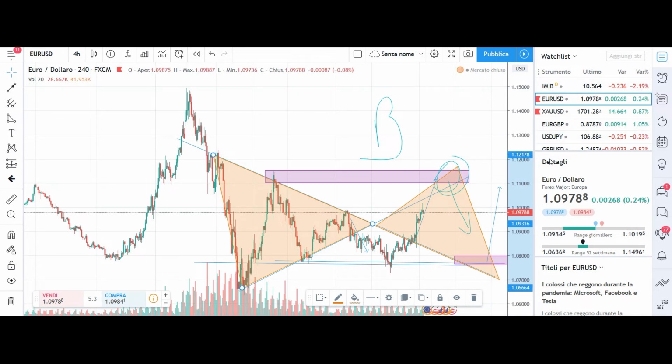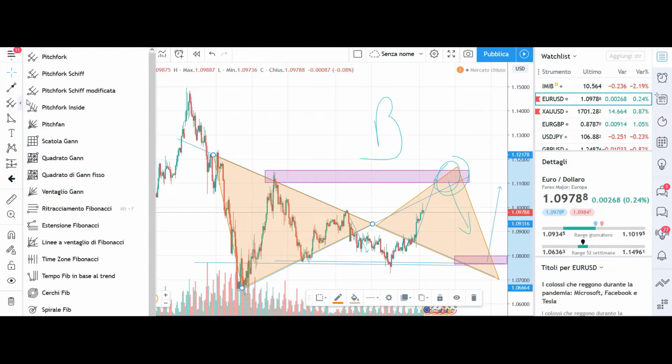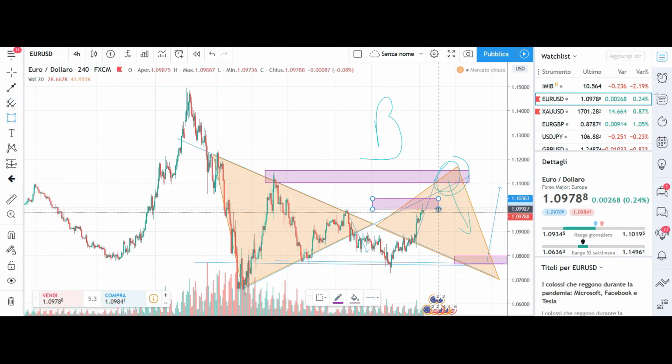If I'm not entering around this price here, I would look for a short position around here. So definitely we need to see. Obviously I'm not a long-term trader, so if I see other opportunities during the day, I will enter them. This is just a forecast for the upcoming weeks, a couple of weeks definitely, if not a month. So that is my analysis for the Euro US dollar.